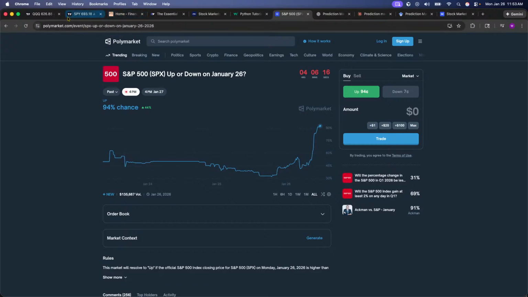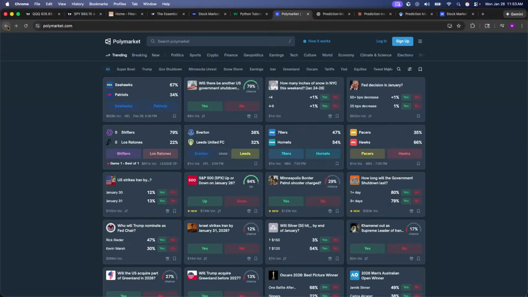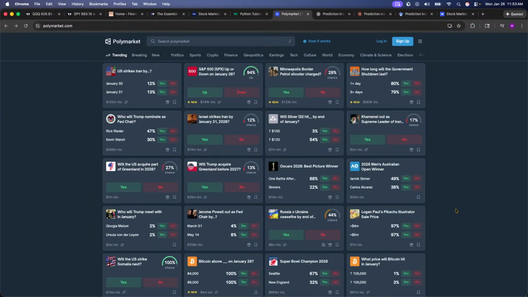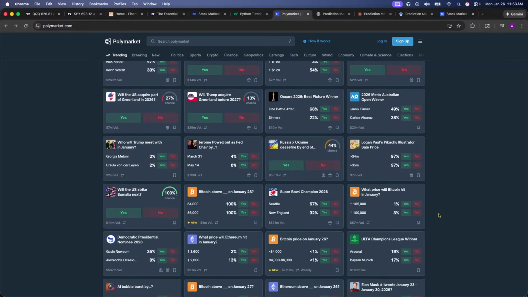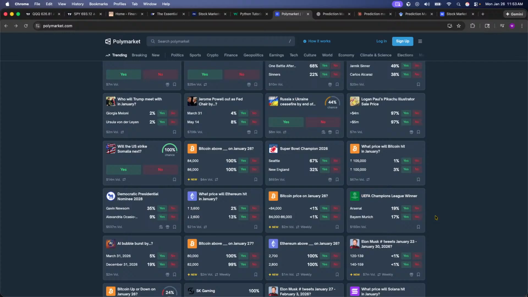Up or down. So we have SPX. SPX is like SPY's little brother. Still moves like S&P 500, but it's a little bit different. Whether you, fuck no. Yeah, I think New England probably got a chance.